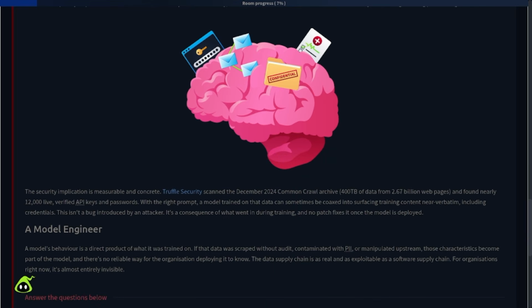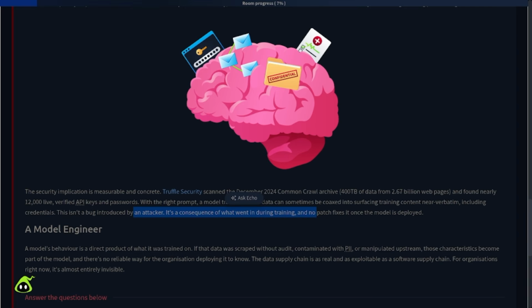Anyways, the security implication is measurable and concrete. In the Truffle Security finding from December 2024, Common Crawl contained 400 terabytes of data. You can see how huge that is, and what it would take to filter this data. It contained about 2.67 billion web pages and nearly 12,000 live, verified API keys and passwords were all there. With the right prompt, a model trained on that data can sometimes give out that sensitive information, ultimately compromising the user. So this isn't a bug introduced by an attacker, it's a consequence of what went into the training.